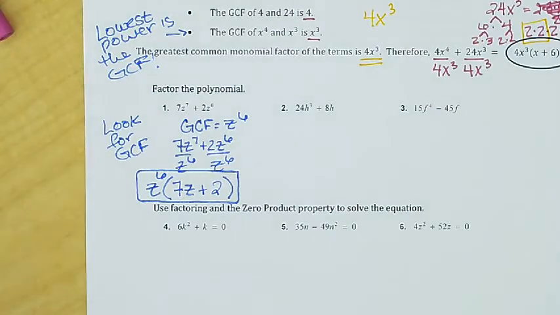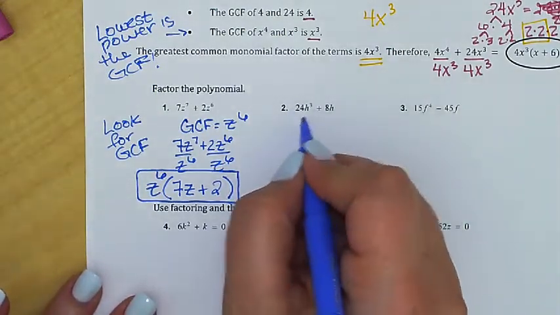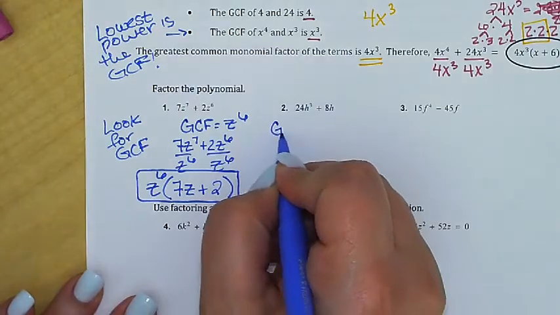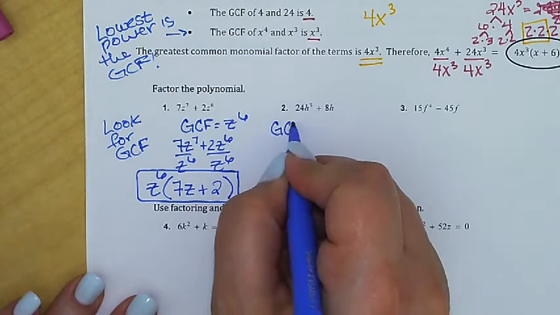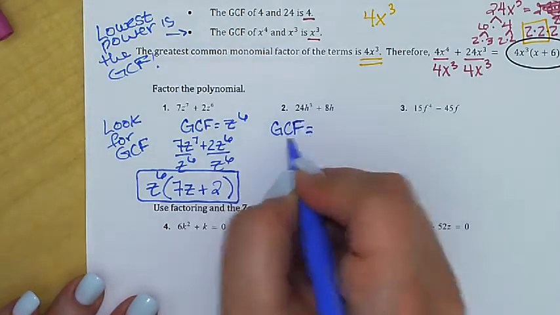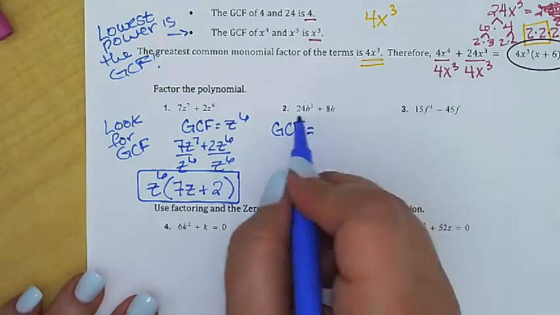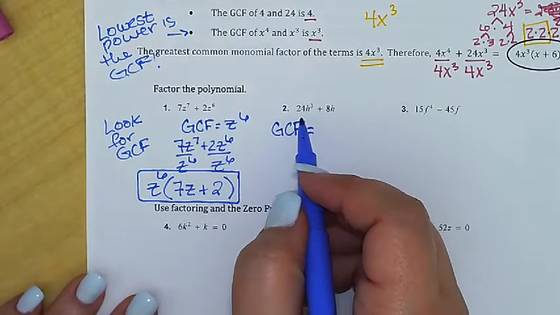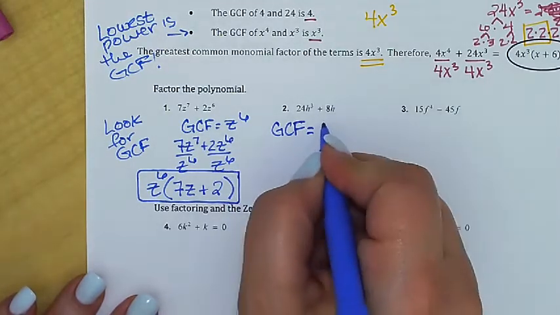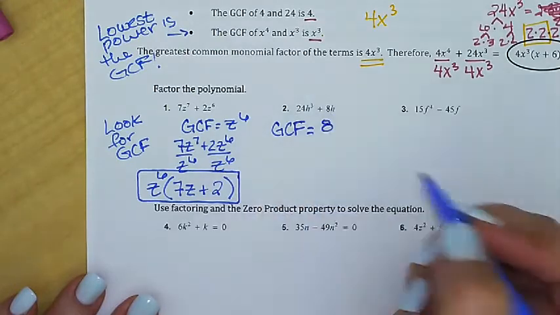Okay, let's try it again. Let's try number 2 here. Let's start with our numbers. 24 and 8. What would be our GCF? What goes into 24 evenly and into 8? I'll give you a minute there. GCF. And if you said 8, you're absolutely right. Does 2 go in? Yes, but it's not our greatest. Does 4 go in? Yes, but it's not our greatest. Our greatest common factor is 8. 8 goes into 24, and 8 goes into 8.